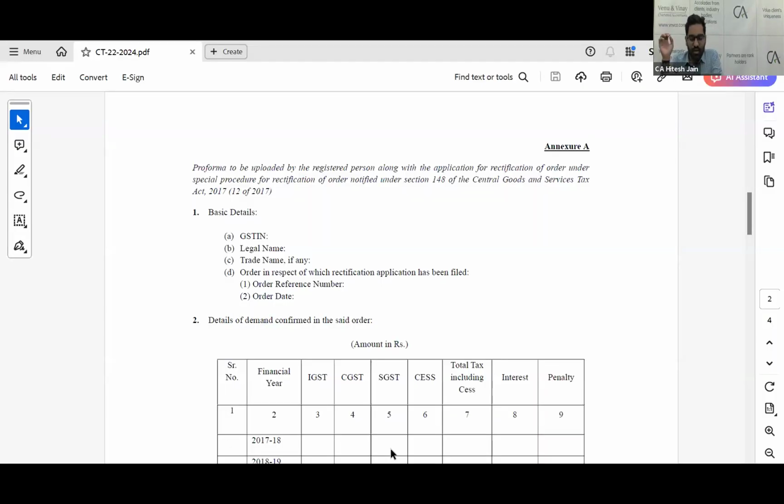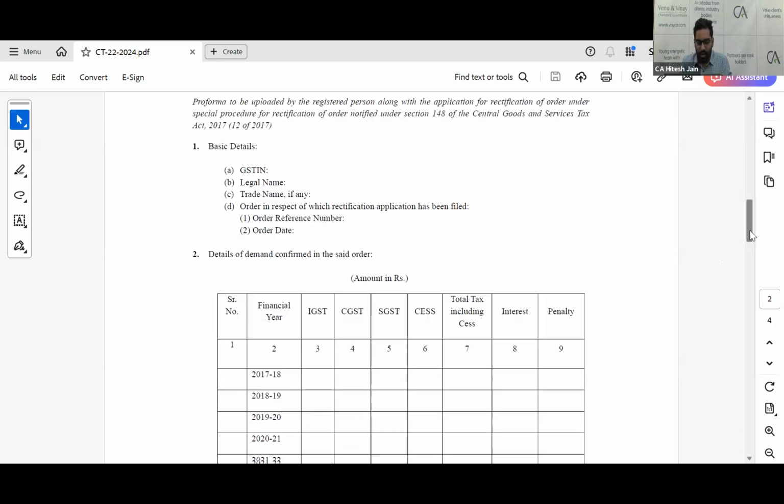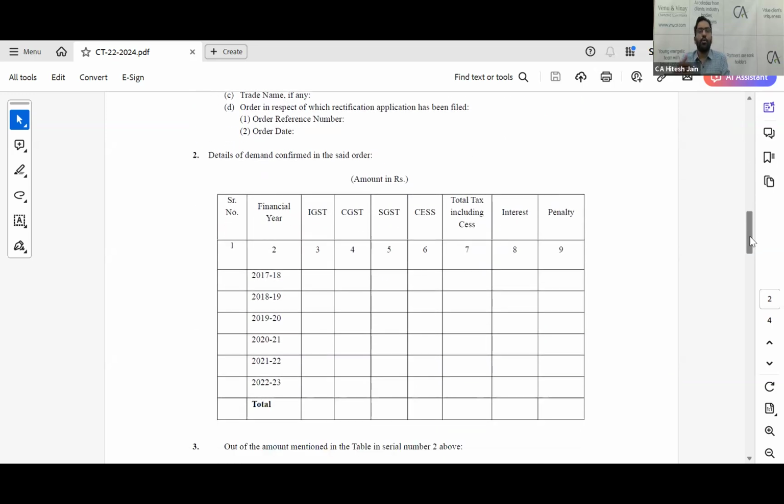This is the annexure which has been notified under notification number 22/2024. Here you need to give your basic details, GSTN, legal name, trade name. You need to quote the order in which the rectification application has been filed, the ORN, the order reference number, along with the order date. Then you need to give the details of the demand confirmed in the said order. Year wise, you need to give the details of the demand confirmed in the said order.